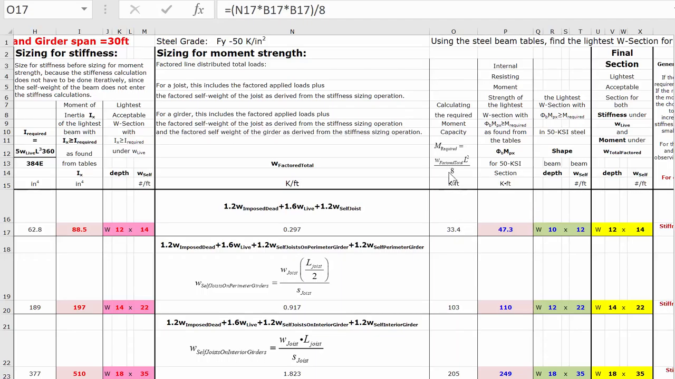Now, we're going to apply this formula again down here. So I'm going to click on this. And we see it's N20, which is this number right here. That's the load times the length of the member squared divided by 8. So we get 103 kip feet. And then here we get 205 kip feet as the required strength for the double loaded, or in other words, the interior girder.